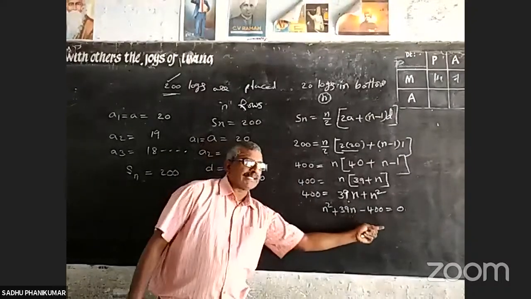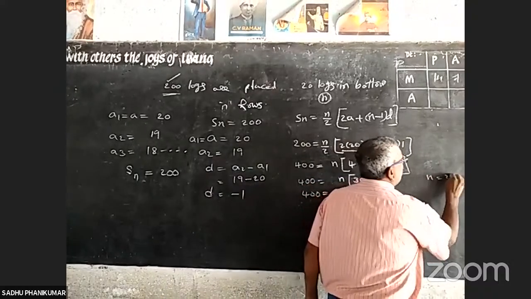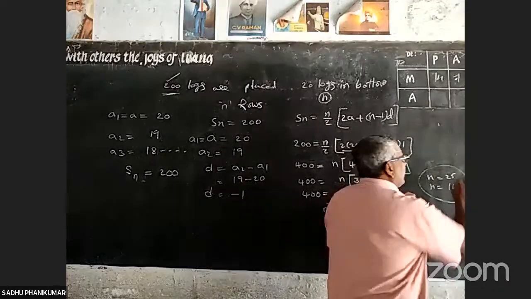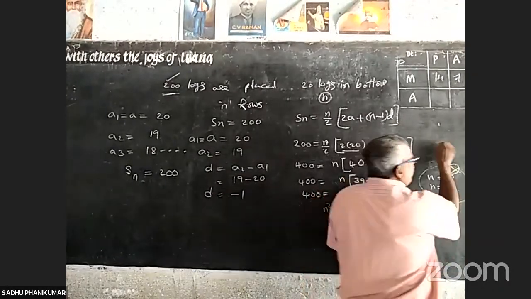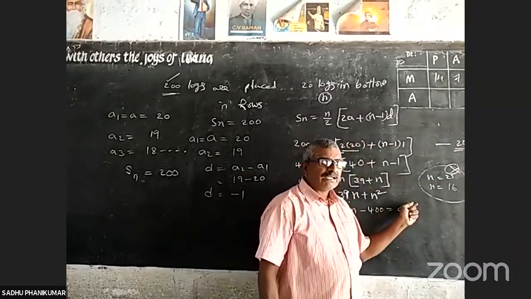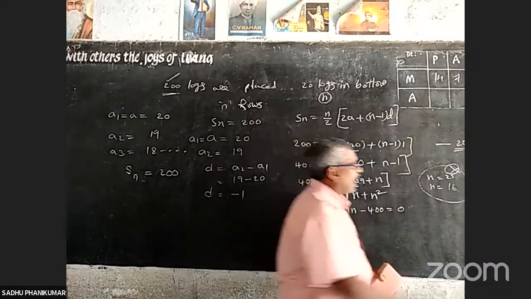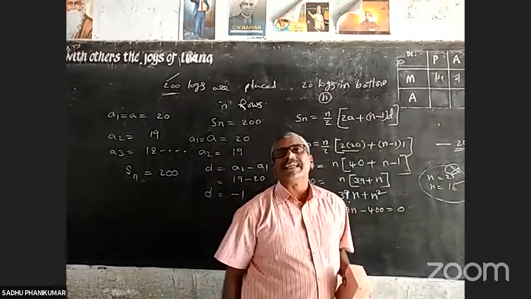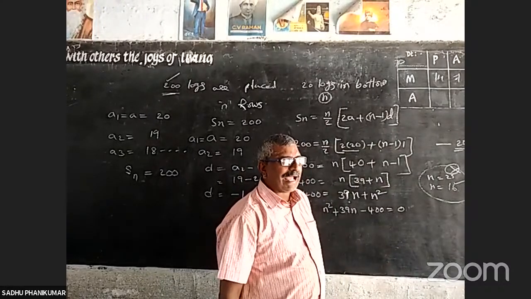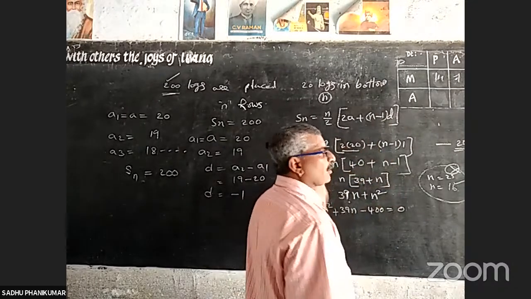By solving this, you will get two values. One n is 25, another n is equal to minus 16. But the value of n is not 25 because in the bottom row itself it is 20. In the bottom row it is 20. So that's why it's not possible to arrange 25 rows. So you have to take it as n is equal to 16. So the number of rows in which we will arrange the 200 logs is 16 rows. That's how you have to finish it.